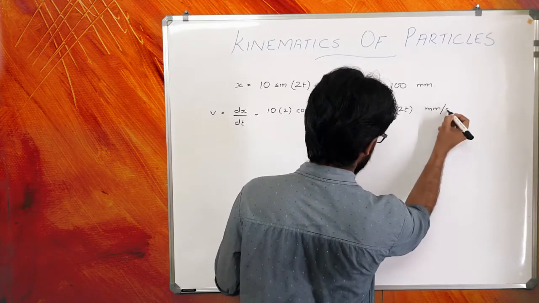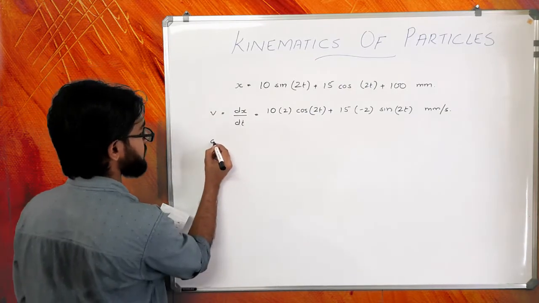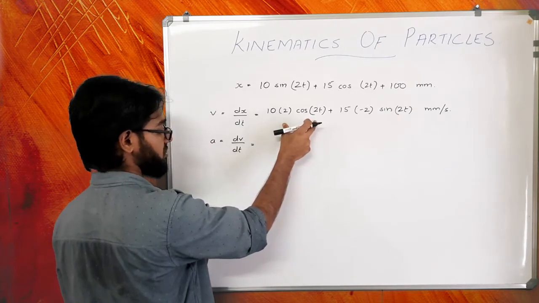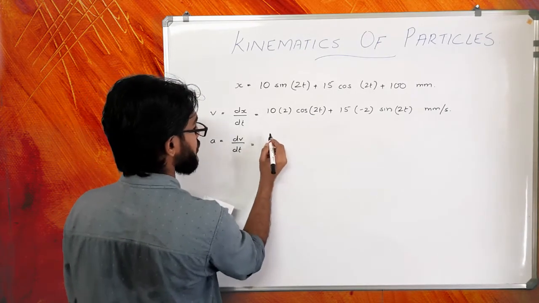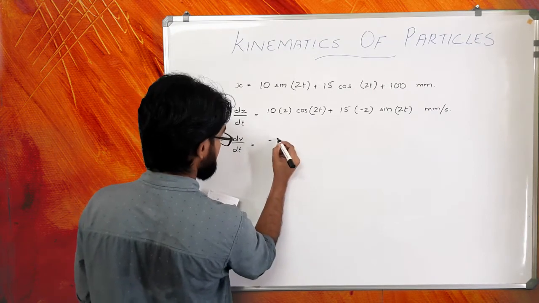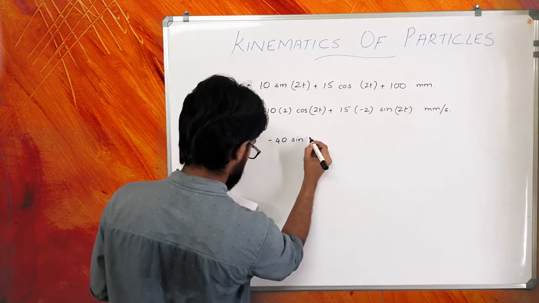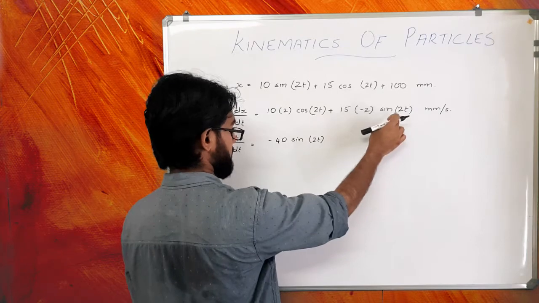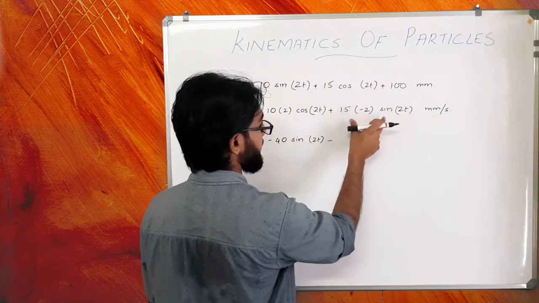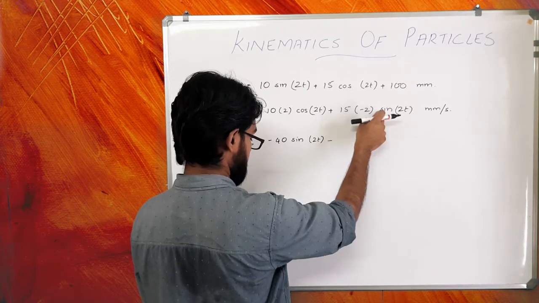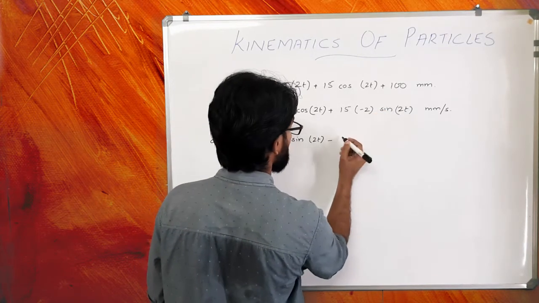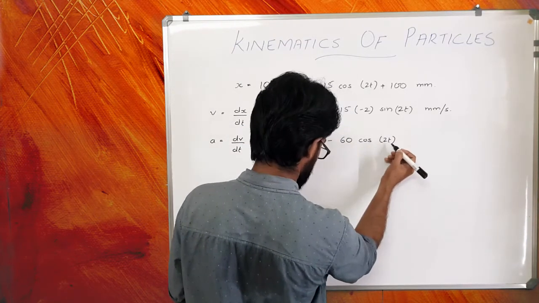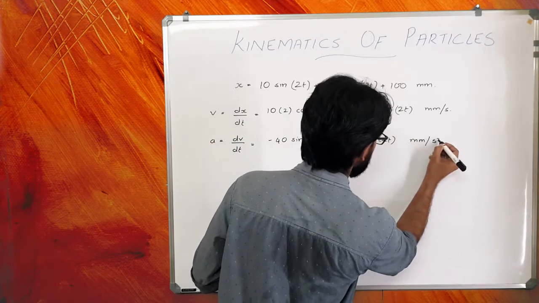millimeter per second. Now, the acceleration is dv by dt, I differentiate this once again with respect to time. So, 20 into 2 is 40, minus 40 sin 2t, plus 15 into 2 is 30, into this corresponding 2, and again since we are taking derivative of sine, it will be cos value. So, 60 cos 2t millimeter per second square.